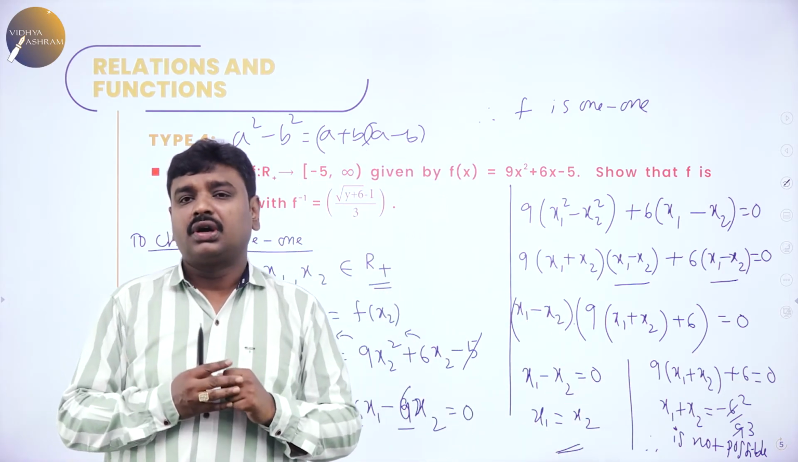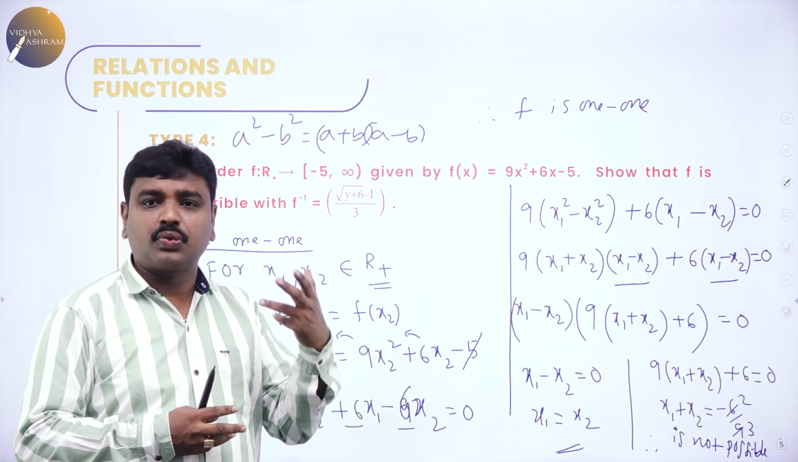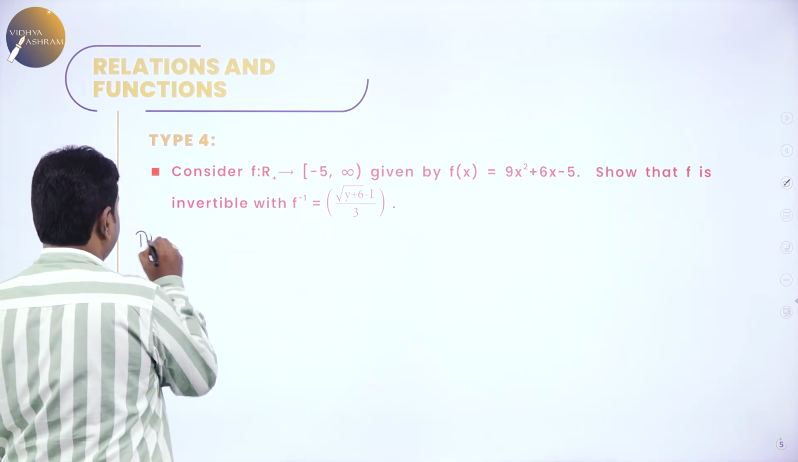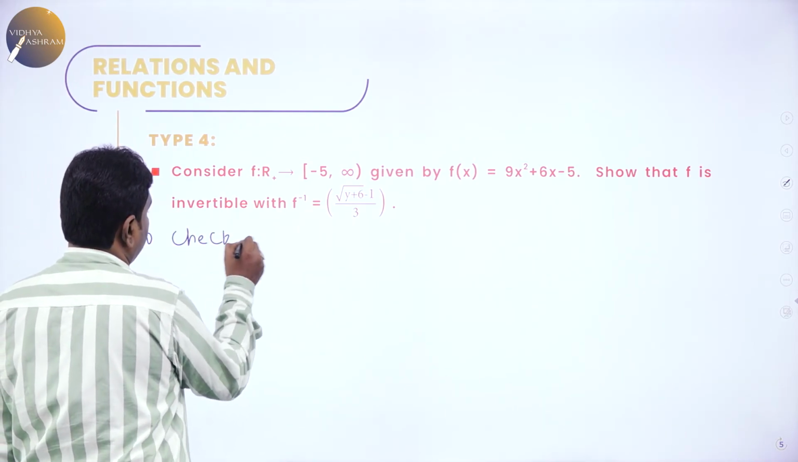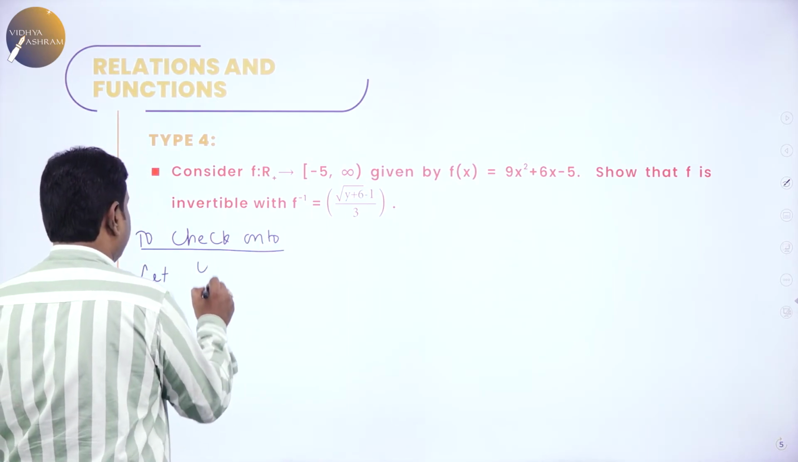I hope all of you understood how to prove one-one. What is the next step? To prove onto, to check onto. Now all of you know the first step. Let y belong to the codomain.